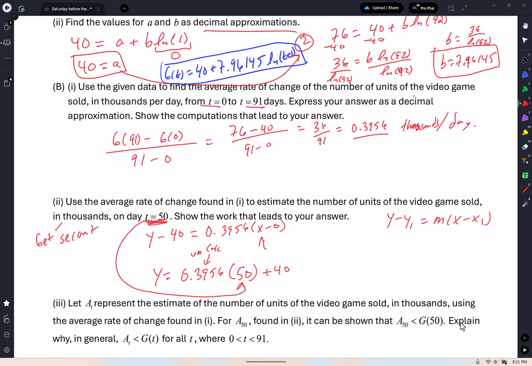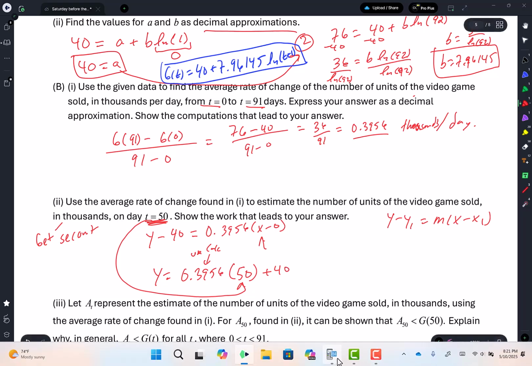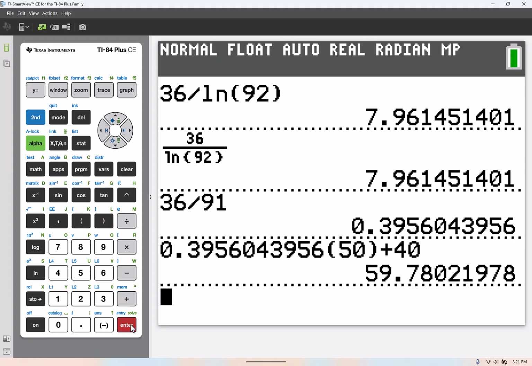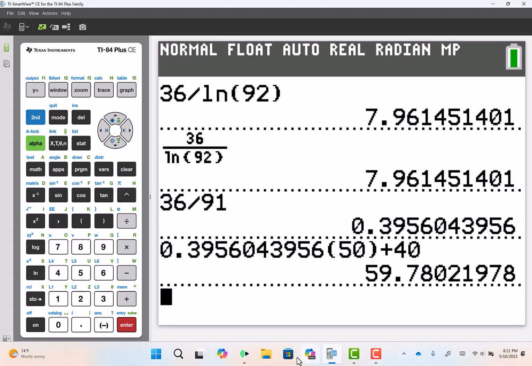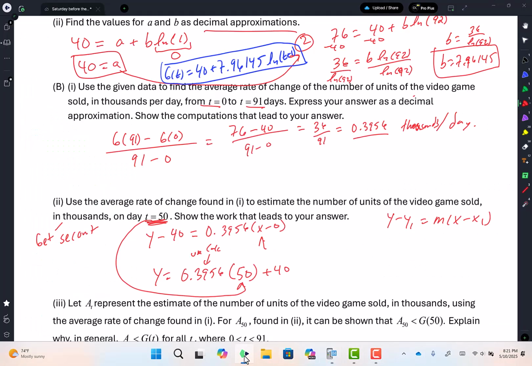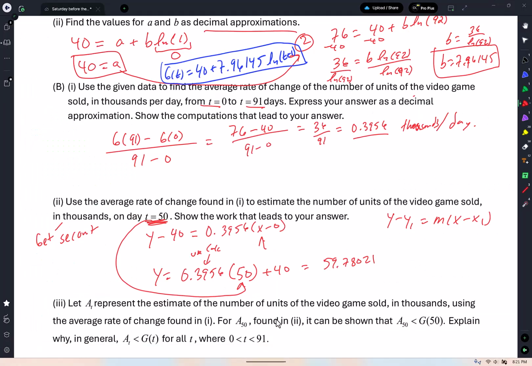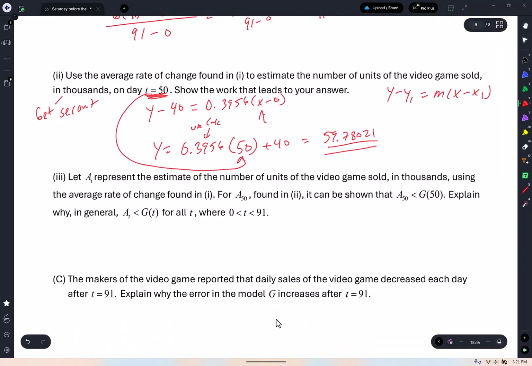So take your calculator, and we're going to go that number right there times 50. And then we're going to go plus 40. And there it is, 59.78021. Hopefully I got all those digits right. 78021. Yep, there it is, guys. And that's approximately in thousands. That's approximately how many games were sold. I think we're good. Let's keep going.